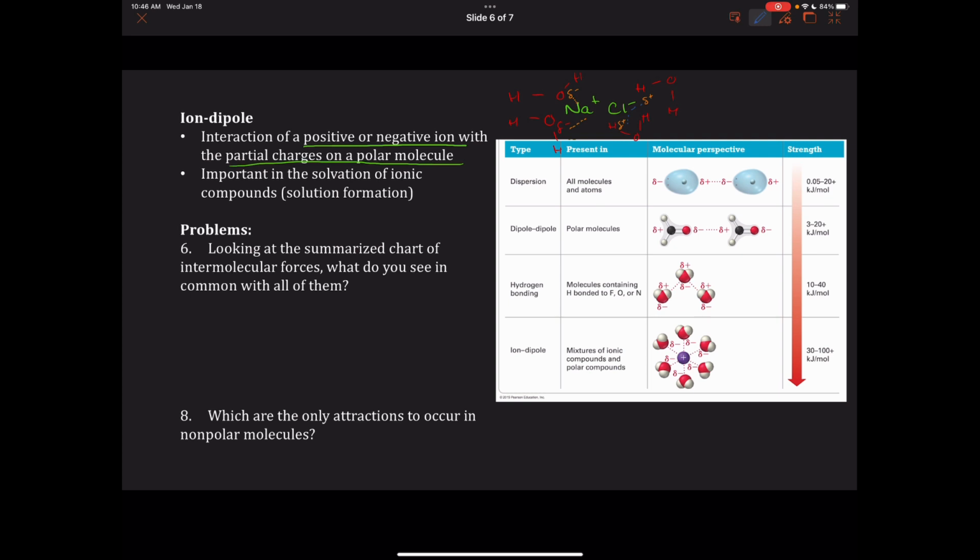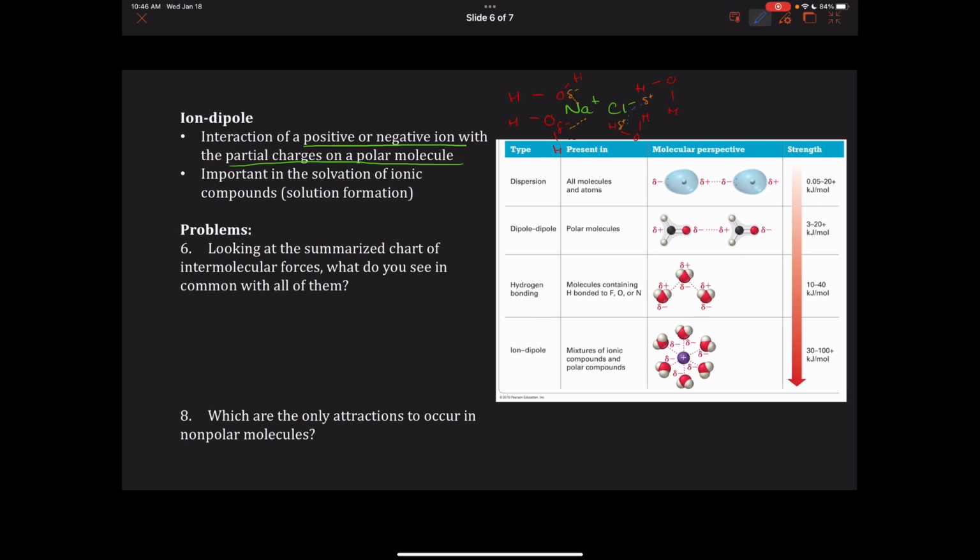The negatives on the oxygen attract the positive in the ionic compound. The positives on the hydrogens attract the negative on the ionic compound. That attraction is strong enough that it actually pulls the ions apart. Ionic bonds are very strong. That's why they're going to form these solid networks.